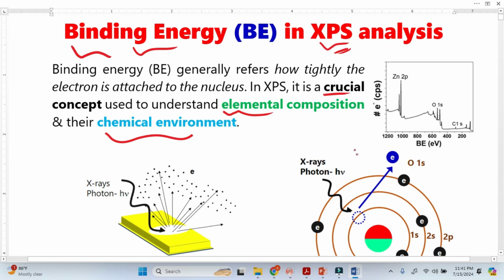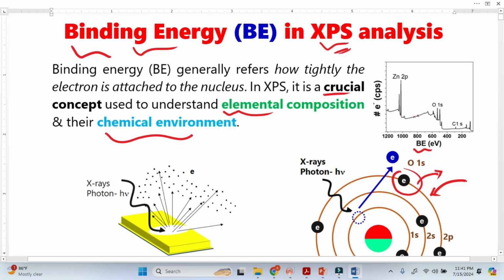The binding energy concept also reveals how this atom interacts with the neighboring atoms, whether this atom loses the valence electron or whether it gains valence electrons. So binding energy also reveals the chemical environment.